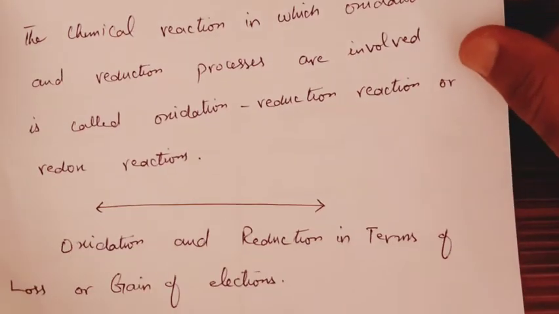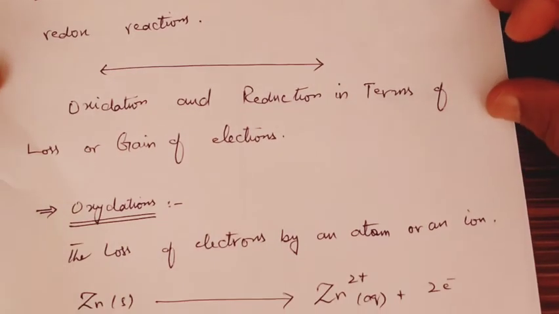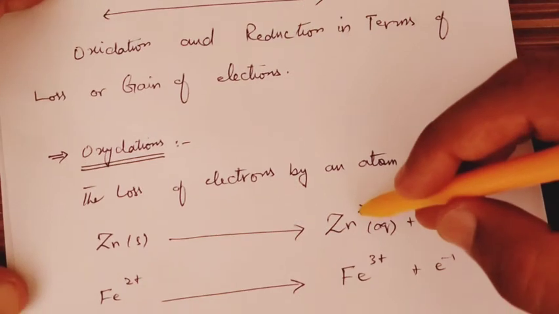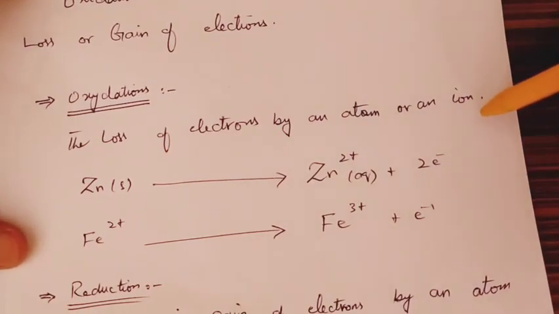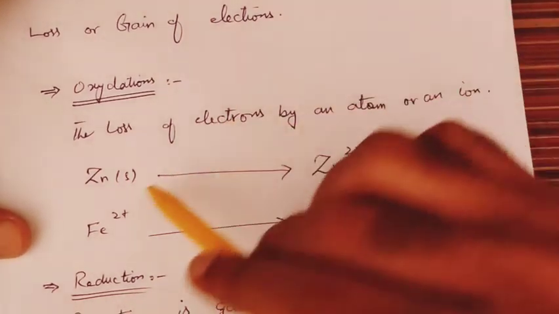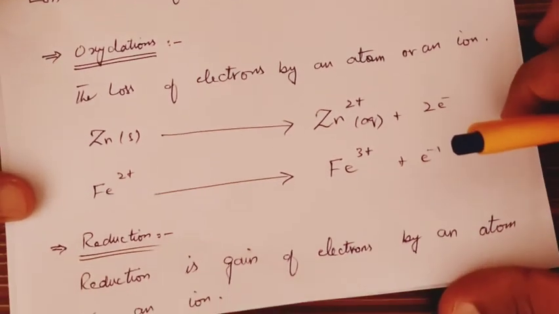Let's see oxidation and reduction in terms of gain and loss of electrons. Here we first discuss oxidation. The loss of electrons by an atom or an ion is known as oxidation. Here zinc loses 2 electrons, so its oxidation occurs here, and iron, Fe2+, loses 1 electron to form Fe3+. Here is oxidation.